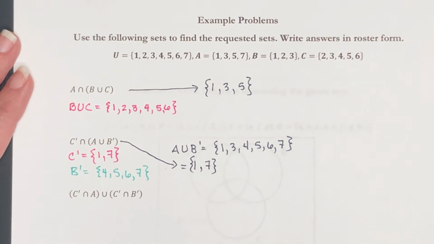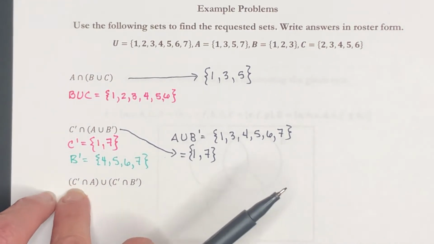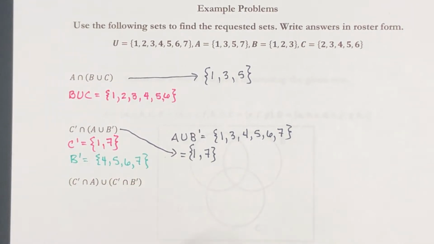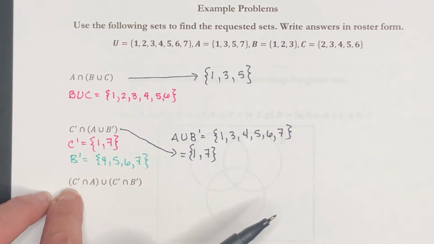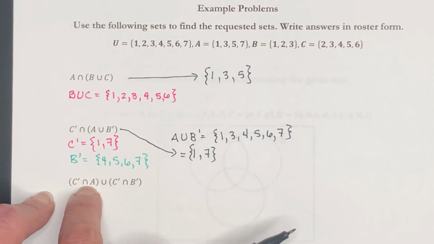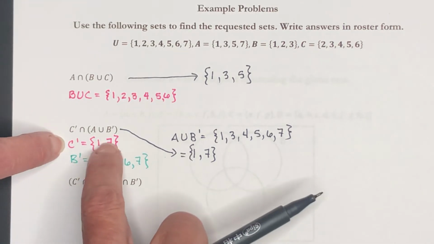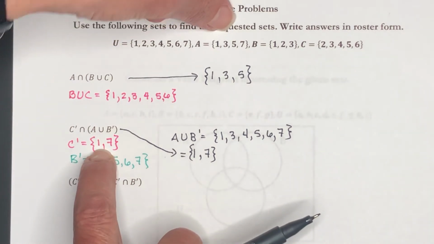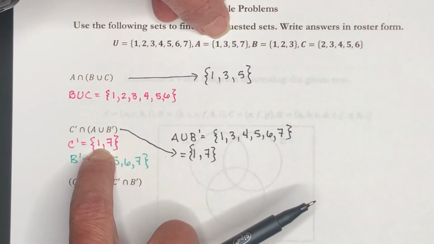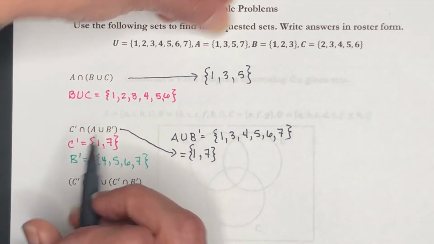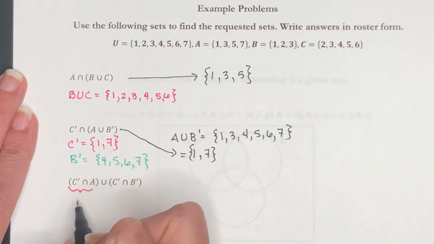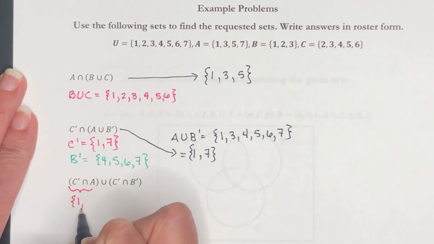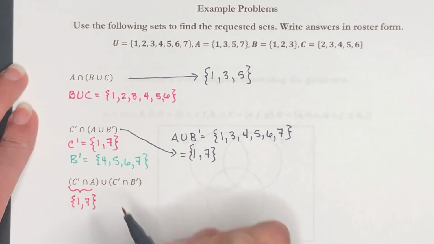Okay, now for this last one, we've already figured out C complement and B complement, so we can just use what we figured out earlier and do each piece here. So C complement intersected with A. What do they have in common? Just a 1 and a 7. So right here, that is the set {1, 7}.